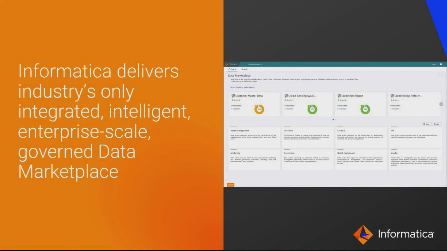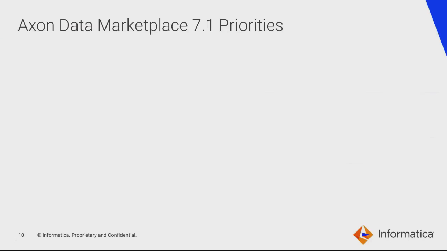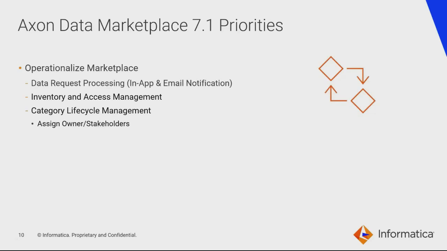We launched Axon Data Marketplace with version 6.3 less than a year ago, and we've been making steady improvements ever since. It's still the industry's only enterprise-scale governed data marketplace that leverages intelligent capabilities to enable self-service data delivery at the scale our customers require. And we've been working diligently in version 7.1, due later this month, to move the ball on marketplace self-service capabilities along these main priority themes.